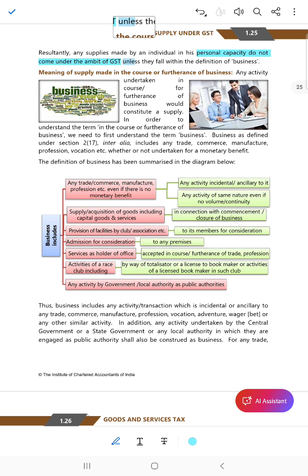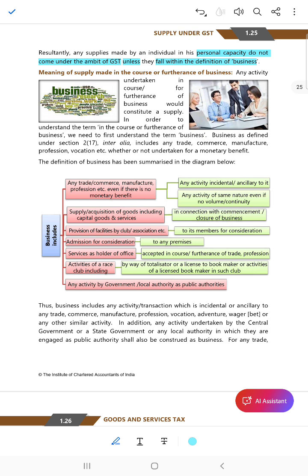unless there are some exceptions, that is, unless they fall within the definition of business. Now this is very interesting: whatever is done in personal capacity is not taxable under GST, provided that it is not part of business, or does not fall under the definition of business. So what is business? That needs to be explained.